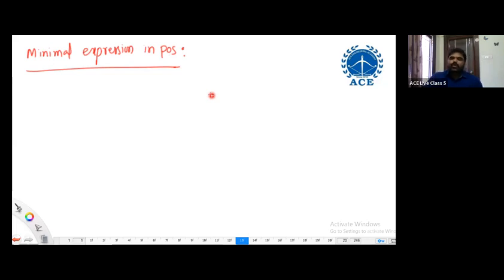For minimization of a Boolean expression in POS, the simple thing is we are considering maxterms in the K-map. The input combinations for which output is 0, we are considering in the K-map. Our aim is to cover all the maxterms with minimum complexity. For that, grouping is similar to SOP.